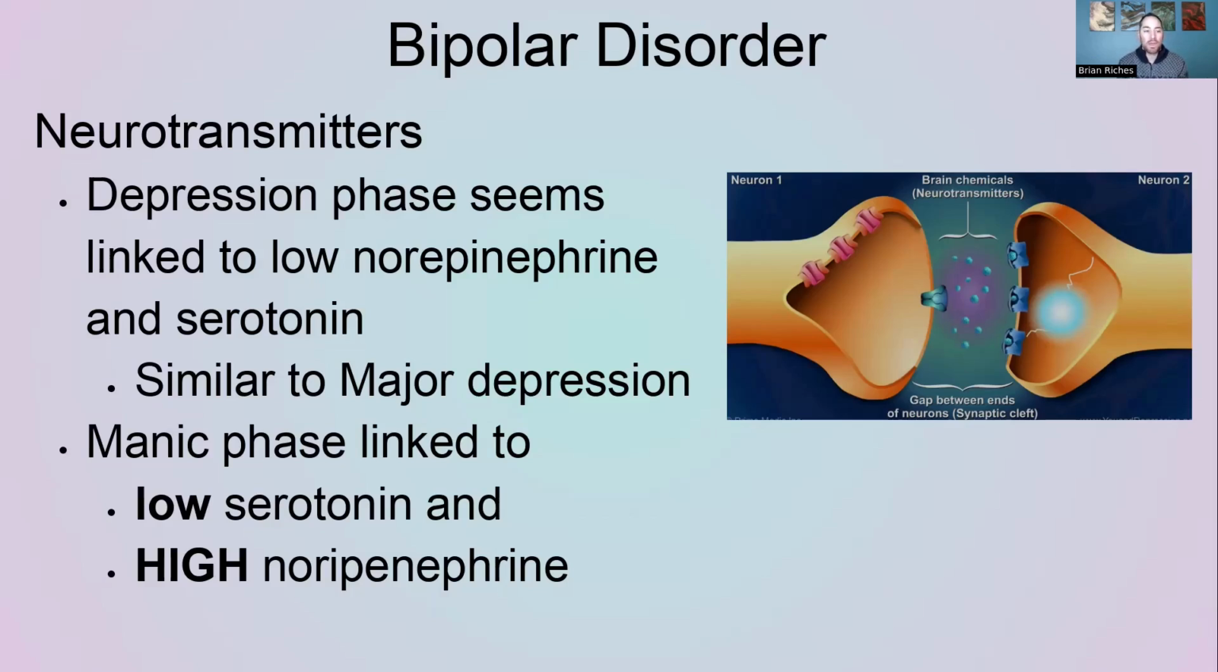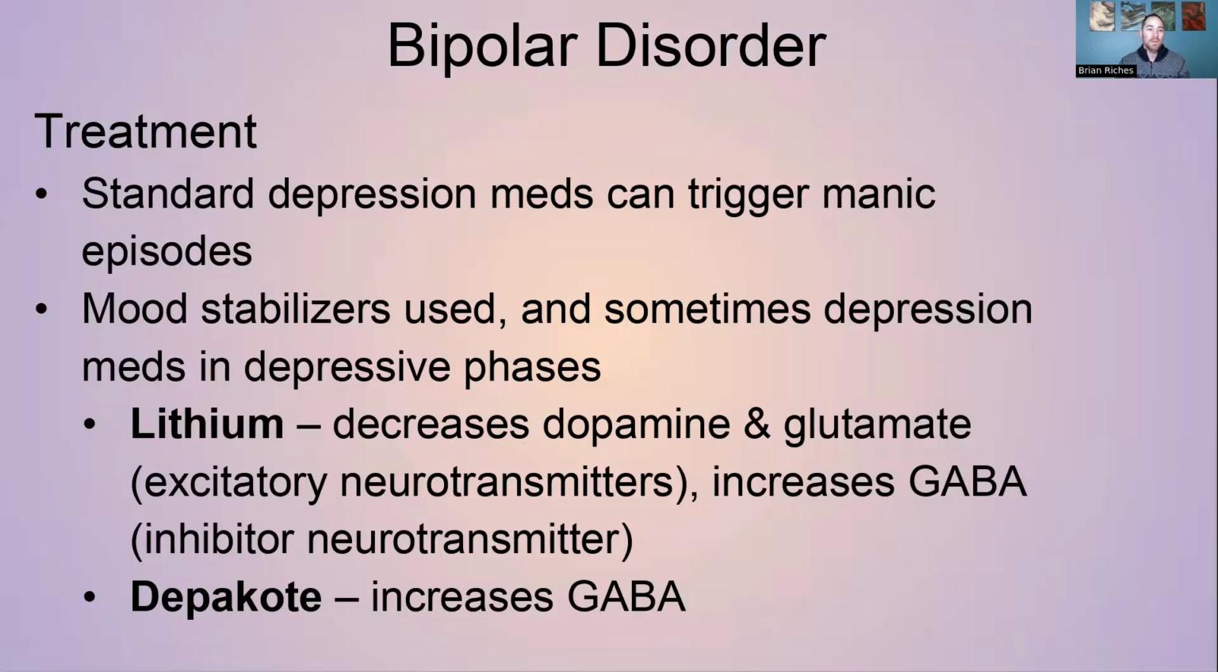But a problem with that is that the manic phase is linked to low serotonin but high norepinephrine. So if you're using something that brings that norepinephrine up too much, you might accidentally trigger a manic phase, which makes it very difficult to figure out exactly how to treat this. So for treatment, we usually do use some standard depression medications, but they do have that tendency to trigger manic episodes.